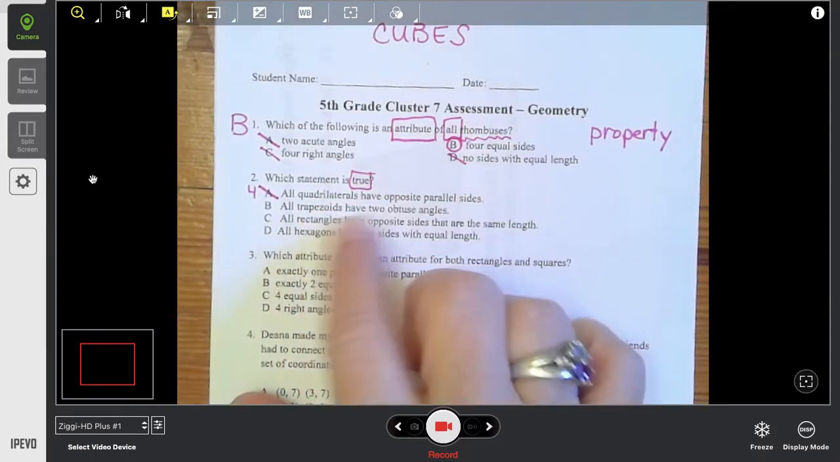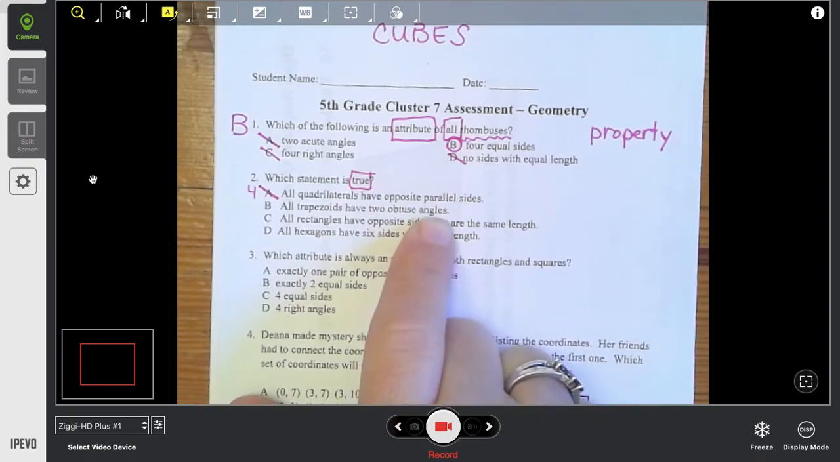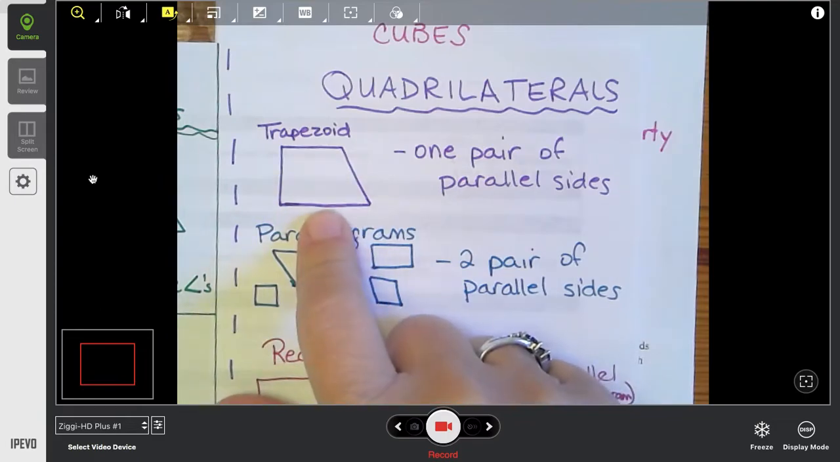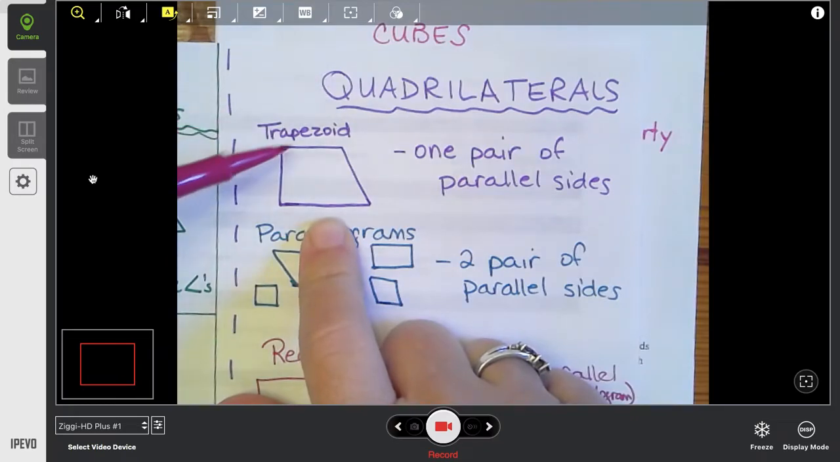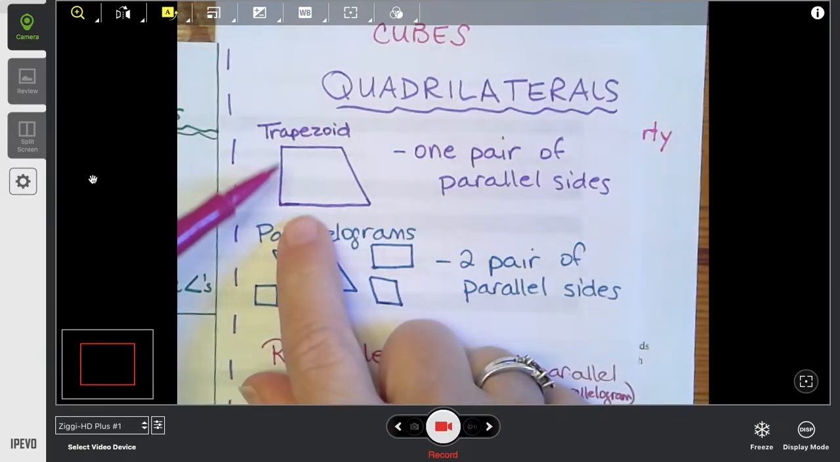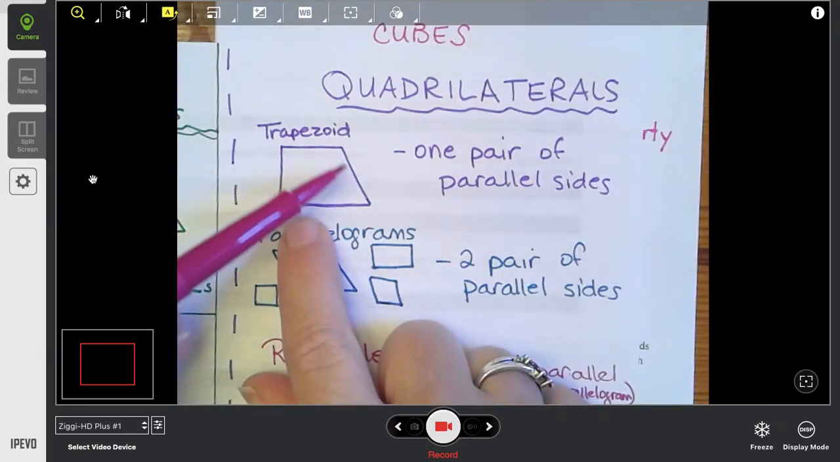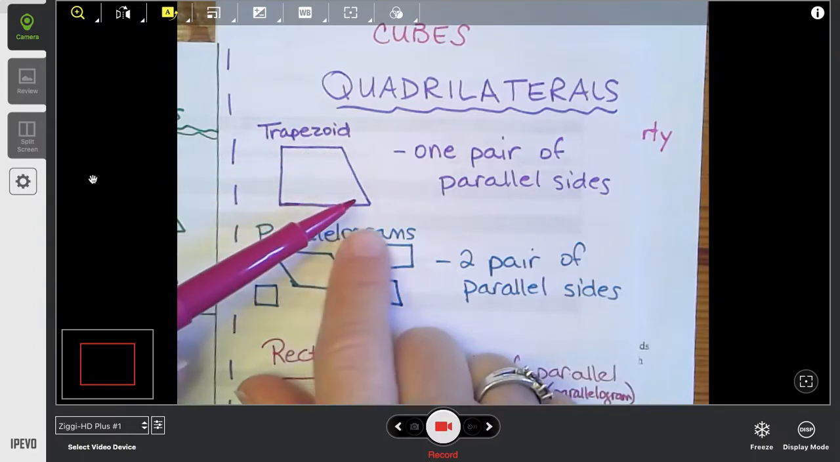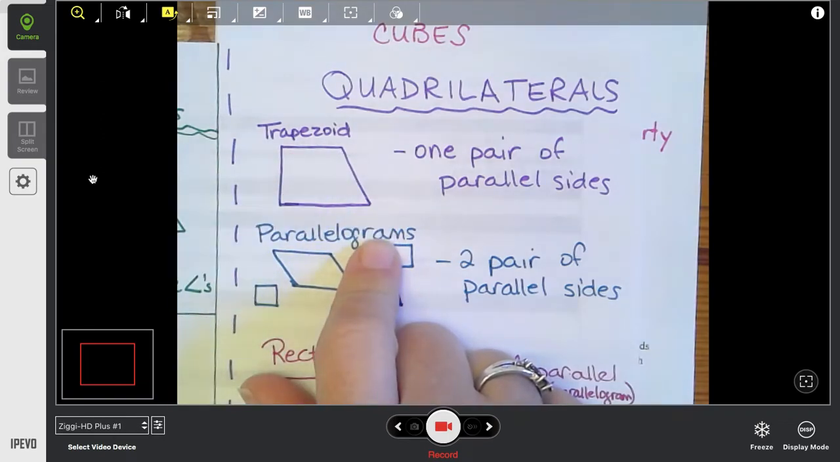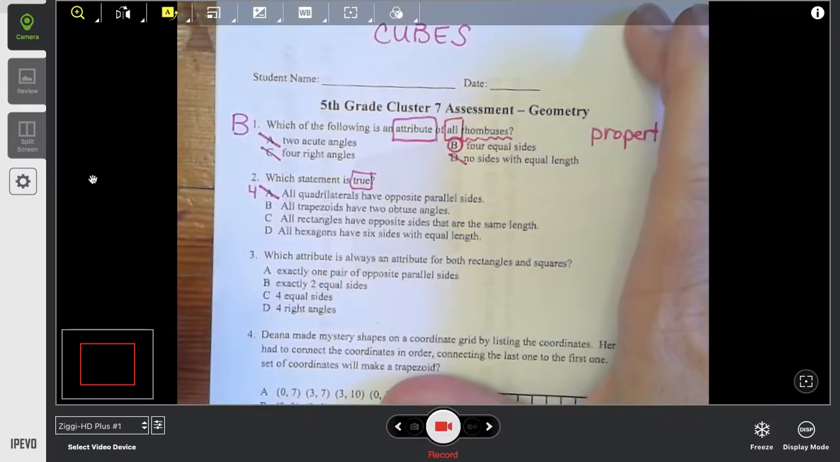All trapezoids have 2 obtuse angles. Now, if you remember when we talked about trapezoids, it has to have 1 pair of parallel sides. That's it. That's its only quality other than quadrilateral. But if you look at this one that I just drew, does it have, well, let me make sure what that said, 2 obtuse angles. Well, this is a right angle. Here's an obtuse angle, greater than 90, and here's an acute. So do all trapezoids have to have 2 obtuse angles? No. Here's one that has 1 obtuse angle. So I can cross that one out.